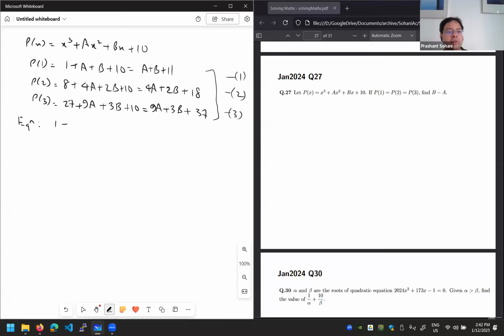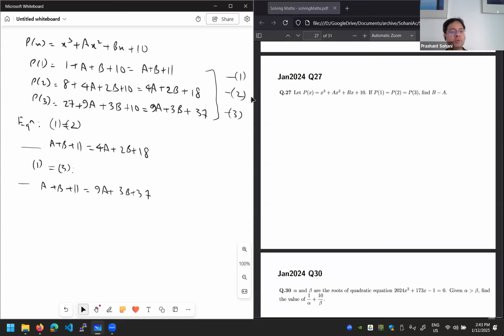By comparing 1 and 2, right? So the first two are equal. So therefore, what I'm going to get as the equation is a plus b plus 11 equals 4a plus 2b plus 18. This is my first equation. And then similarly, I can compare 1 and 3 to get. Okay, so these are my two equations and two unknowns.